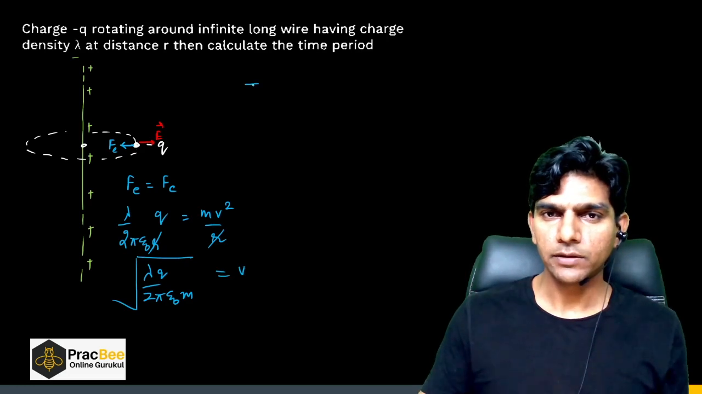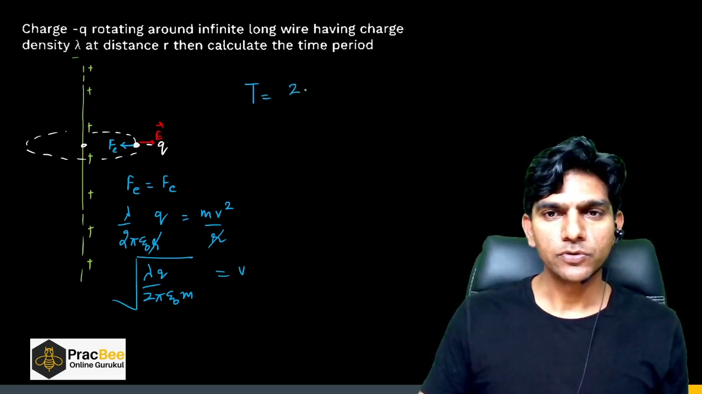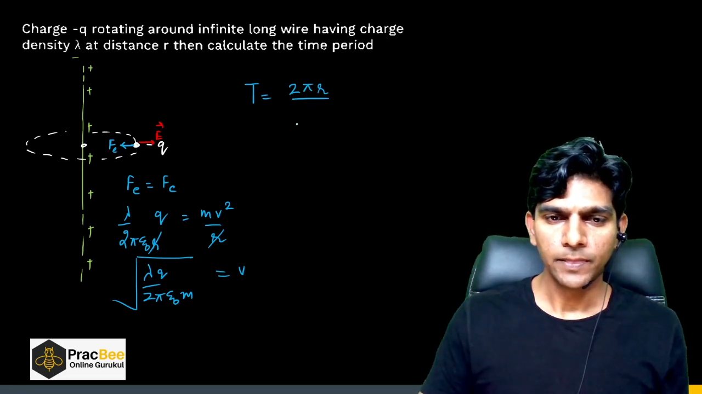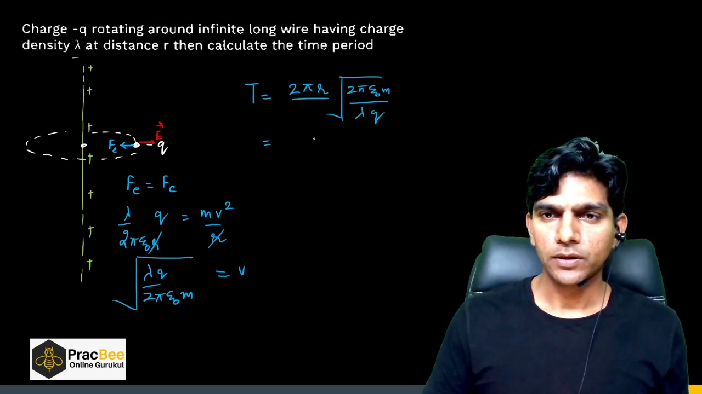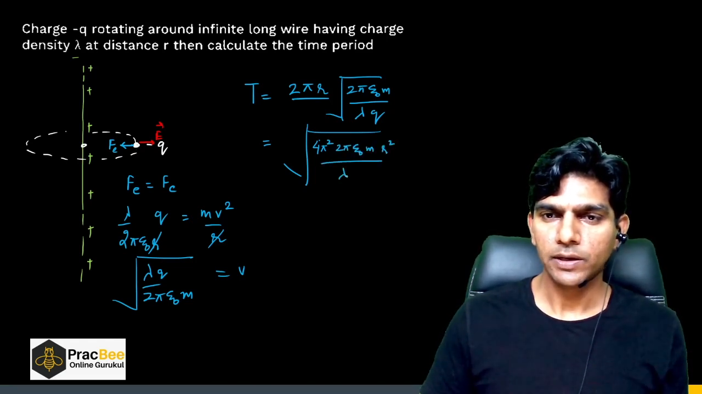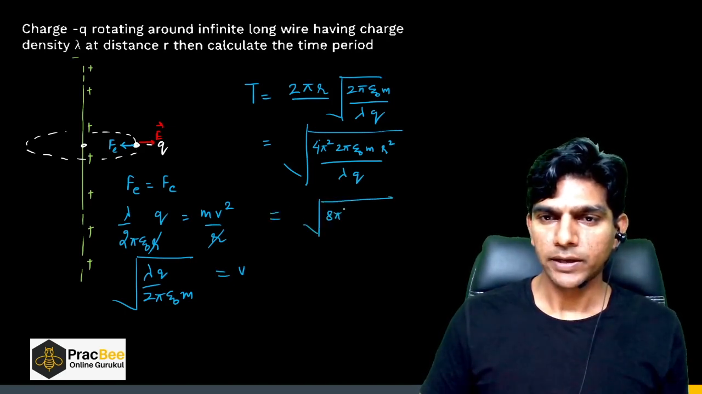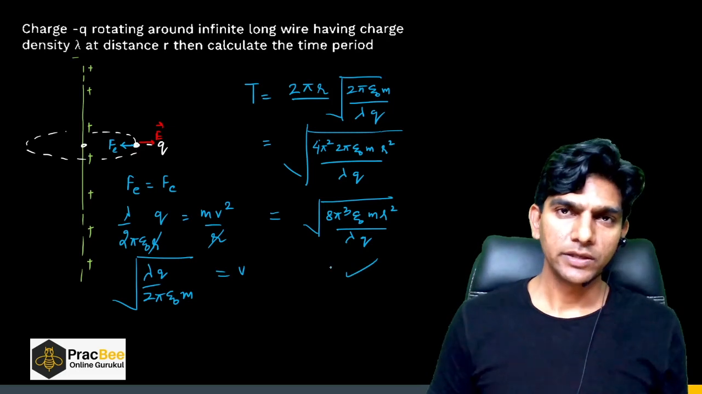So this is the speed. To find the time period, time is distance upon speed. So 2 pi r divided by the speed, which is 1 by v. So here we can write 2 pi epsilon naught m divided by lambda q. If I take this 2 pi r inside, we will get 4 pi square times 2 pi epsilon naught m r square divided by lambda q. So it will be 8 pi cube epsilon naught m r square divided by lambda q. So that should be the answer of this question.